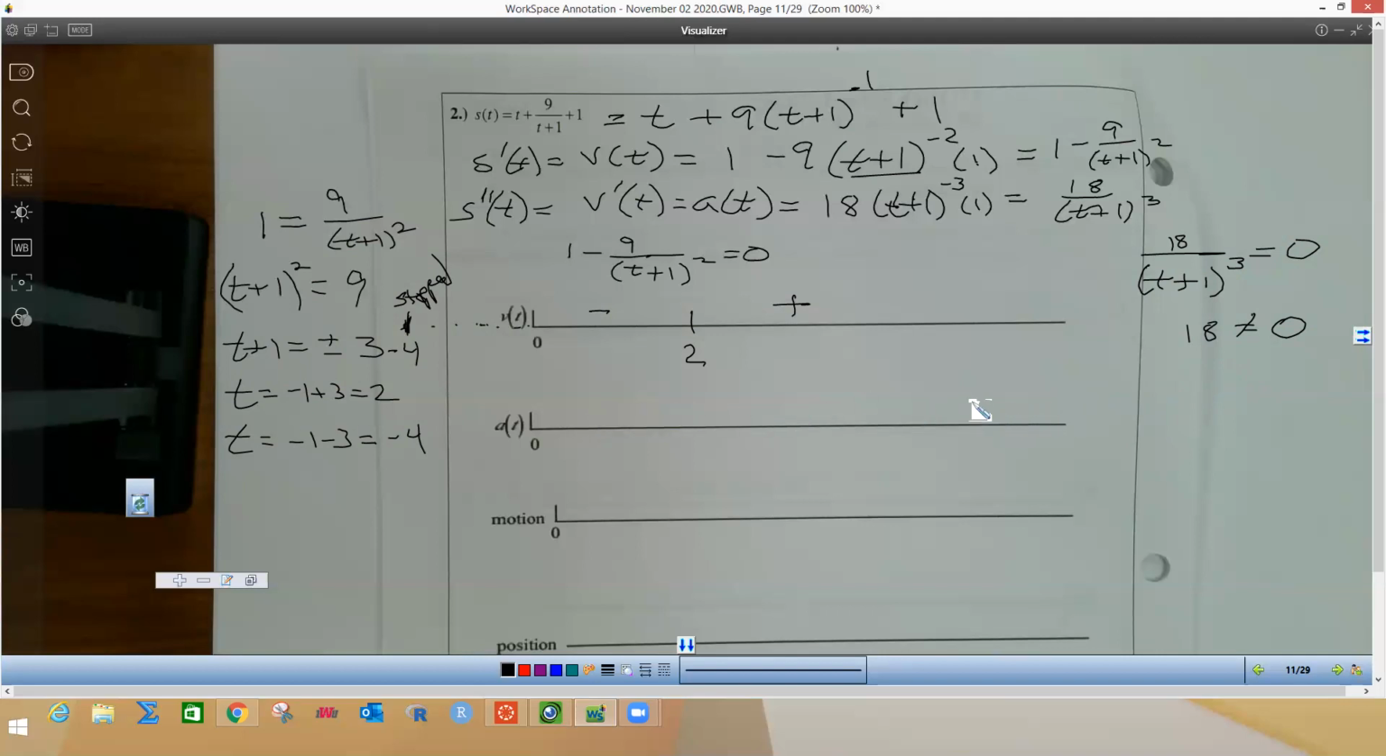So all I got to do is put a number in and see if it's positive or negative. So I'm going to put the number 1 in down here. 1 plus 1 is, I cubed 2. I'm sorry, 1 plus 1 is 2.